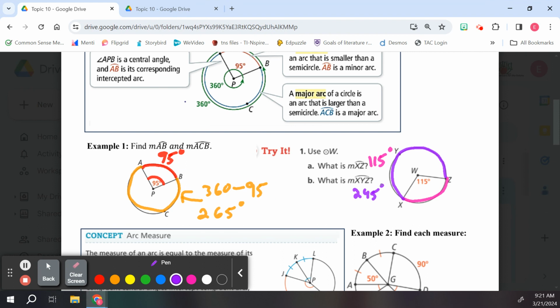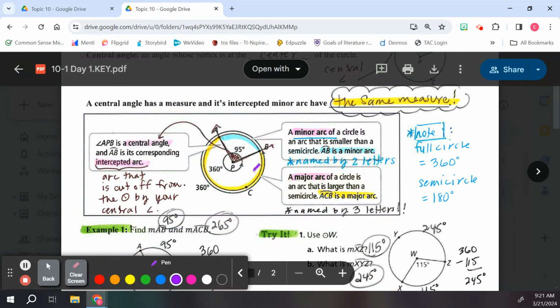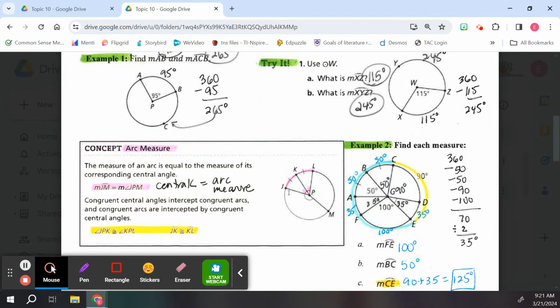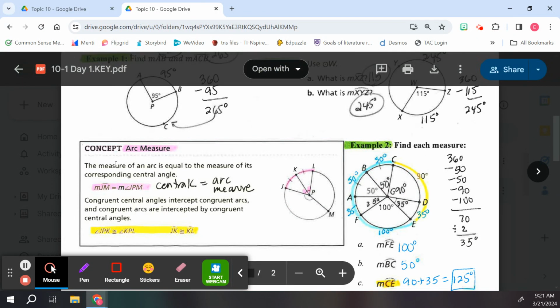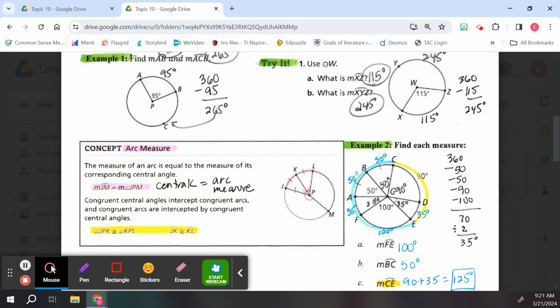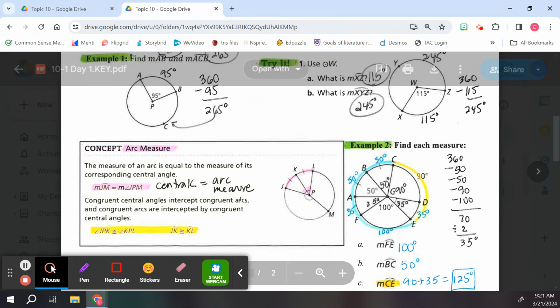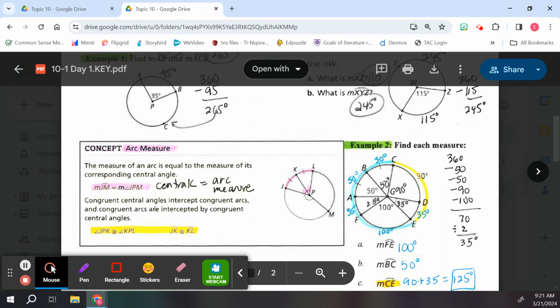Okay. So there's some other things I want you to write down. I know I'm going to kind of reveal the answer to example 2, but that's okay. So here's an arc measure. The measure of the arc is equal to the measure of its corresponding central angle. So they're showing you again this whole idea of the central angle equals the arc measure. Now, what happens? Congruent central angles intercept congruent arcs, and congruent arcs are intercepted by congruent central angles.